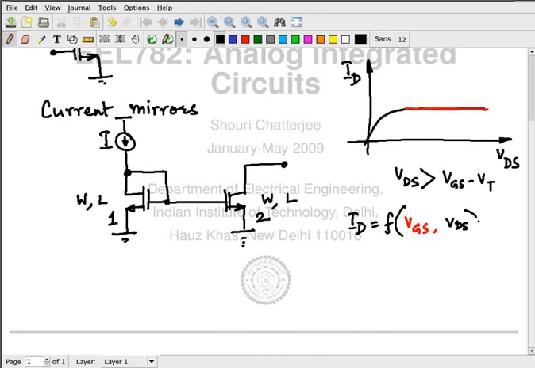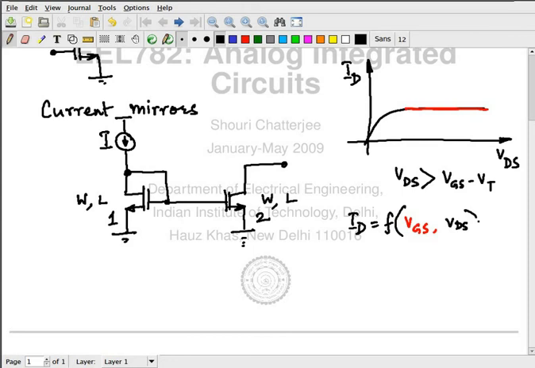Because I is a strong function of VGS. VGS is the most important thing here, so VGS is fixed given the I. So for MOSFET number 2 also the same VGS. MOSFET number 2 and MOSFET number 1, they both have the same VGS. The sources are connected together to ground, gates are connected together. So the VGS is same for both. So MOSFET number 2 is going to conduct more or less the same current. It's still a weak function of VDS, but only a weak function.